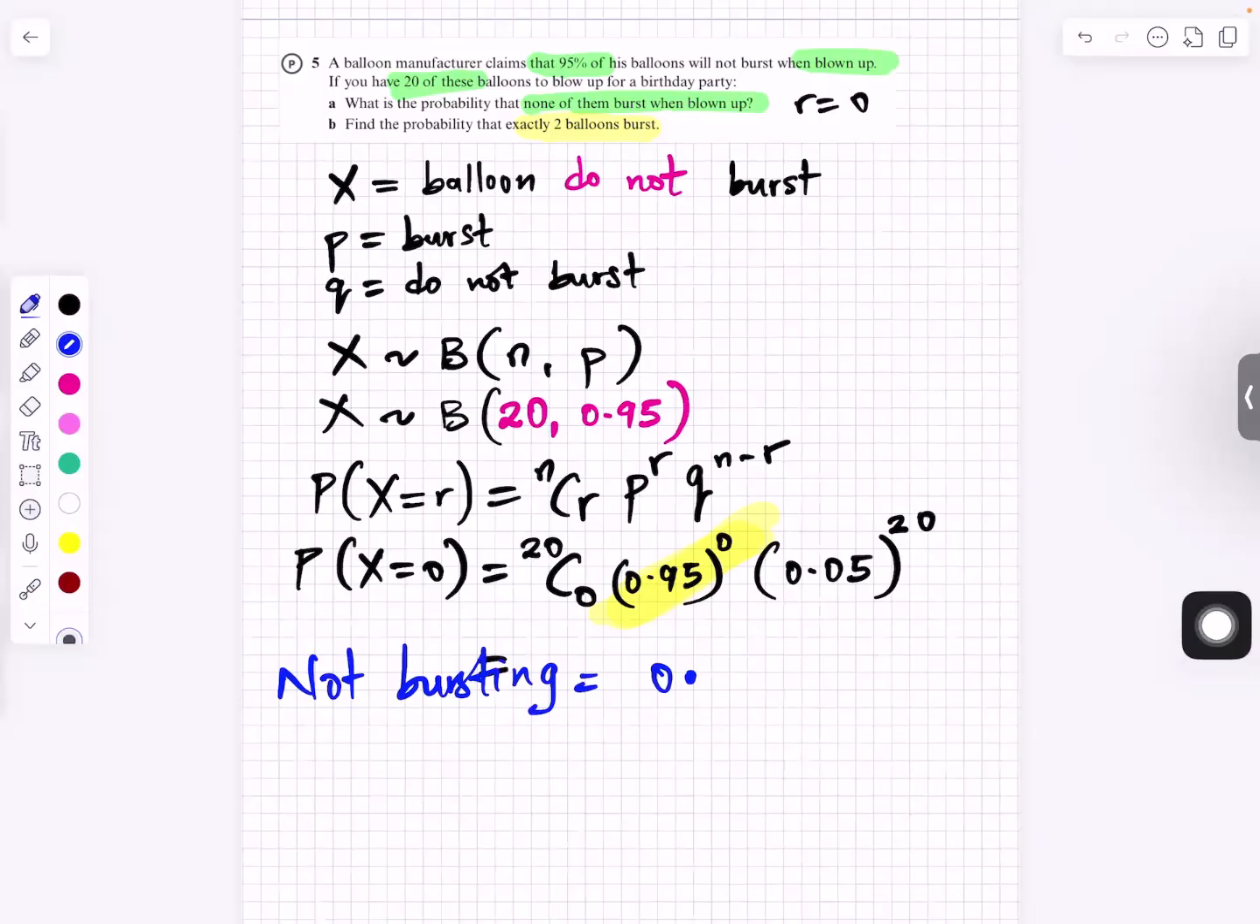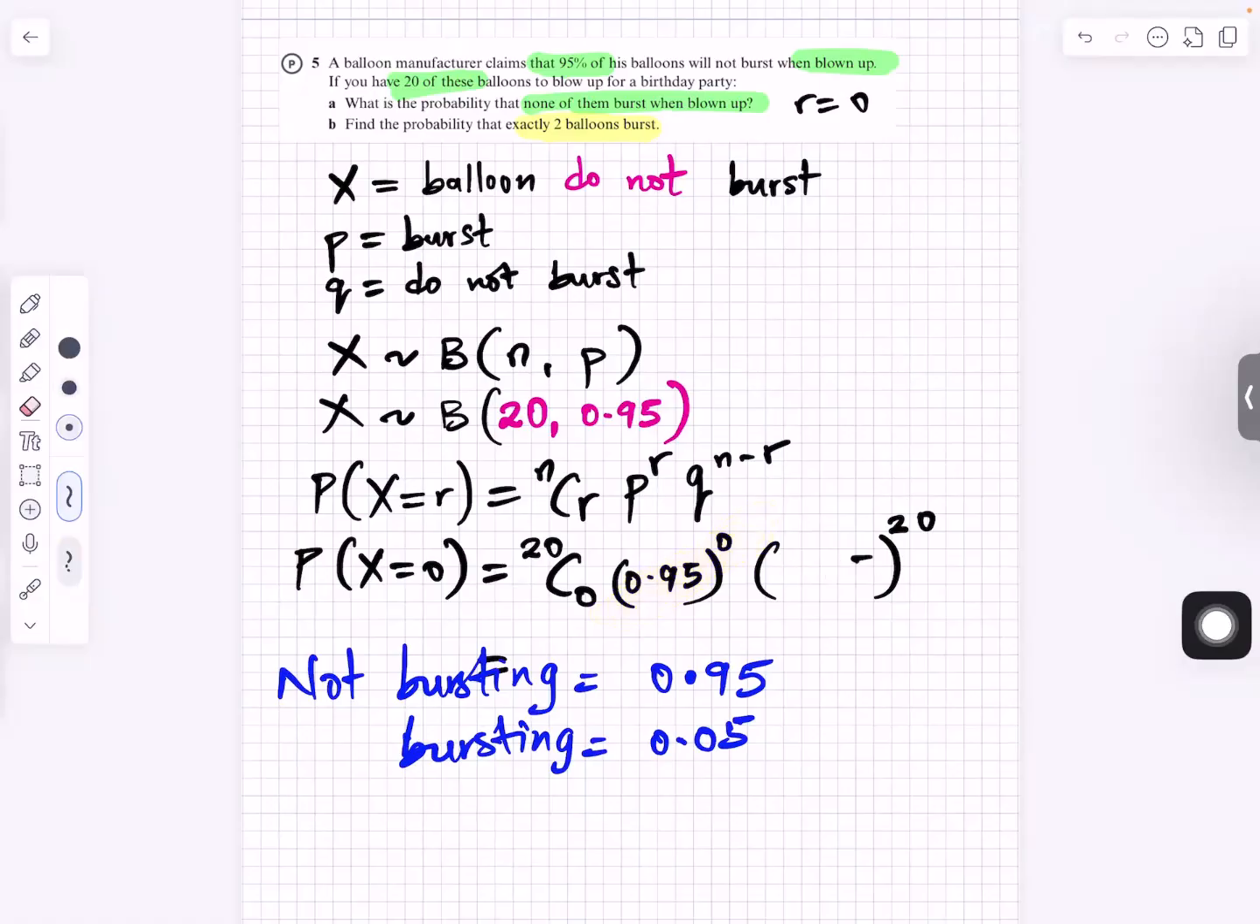Probability of not bursting. Look at the question again. 0.95. So 0.95 is the not bursting. And then what's the probability of bursting? 0.05. So we wrote them the wrong way around. Does that make sense? If you look at it again, the question says the claim is 95% do not burst. So not burst is 0.95 and then burst is 0.05.